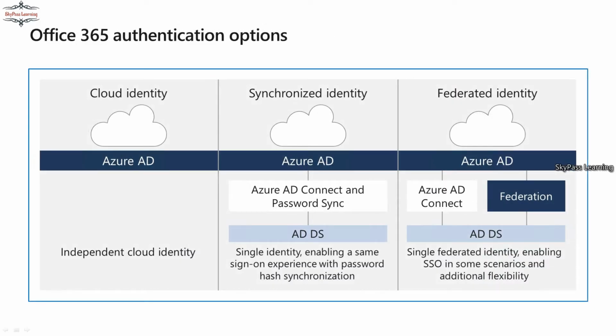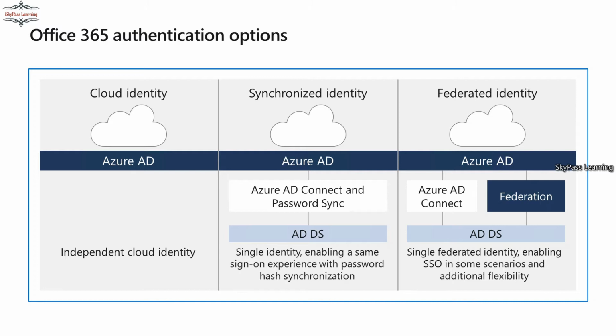Okay, so these are the Office 365 authentication options. In Office 365 authentication, we have a cloud identity, synchronized identity, and the federated identity. As we have seen initially in this video, we have these three types of user accounts, and each account depends on its functionality and authentication process.